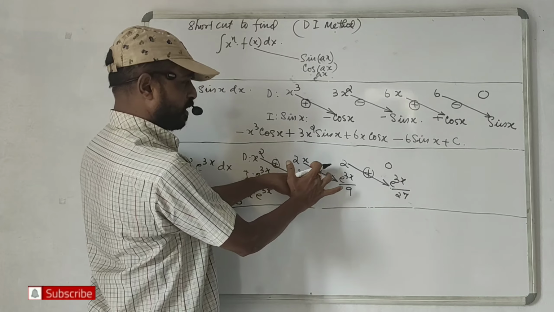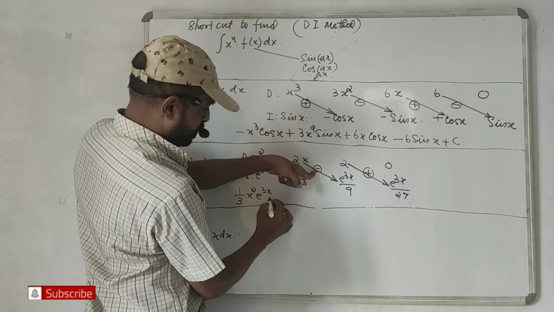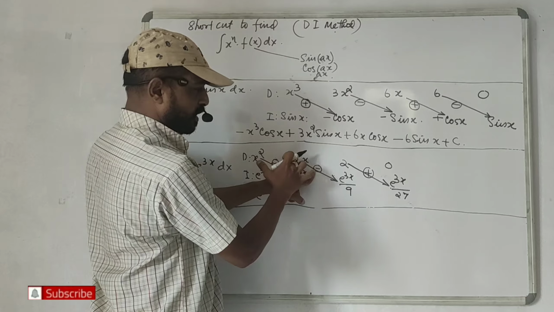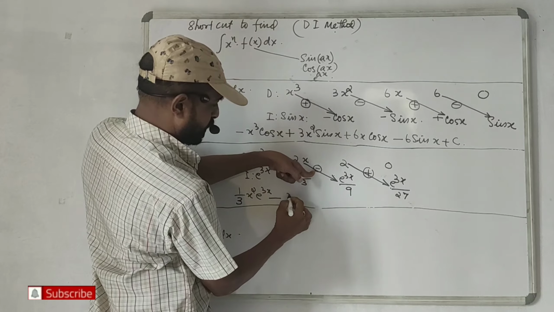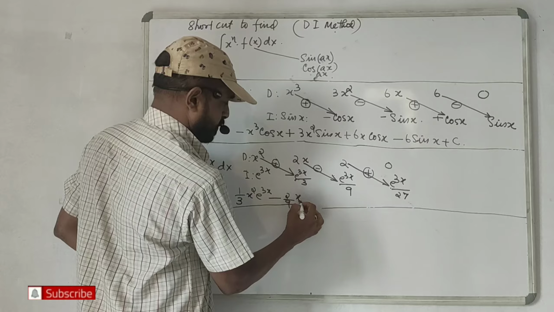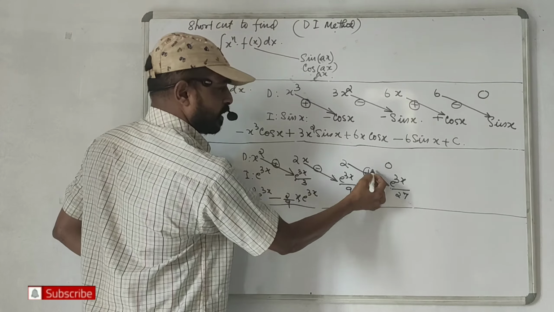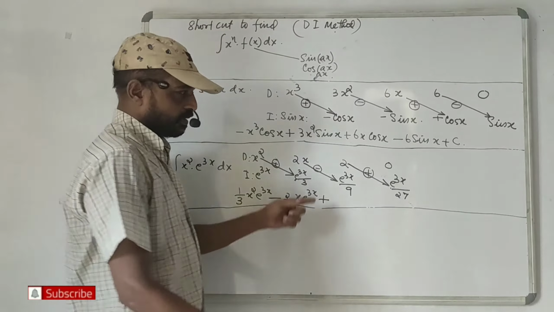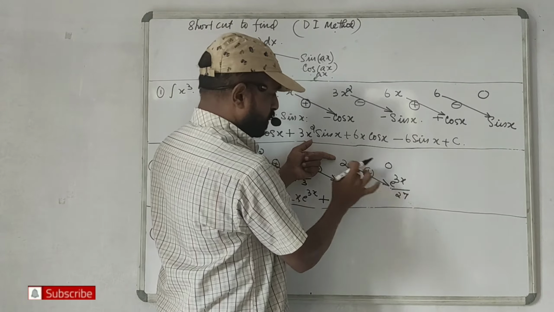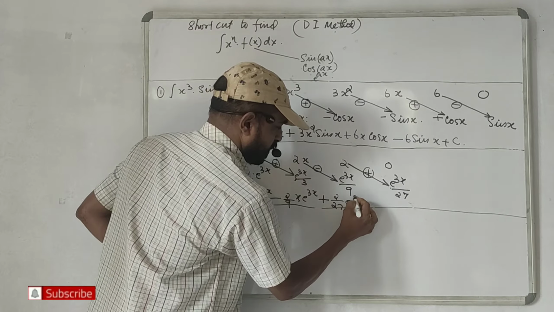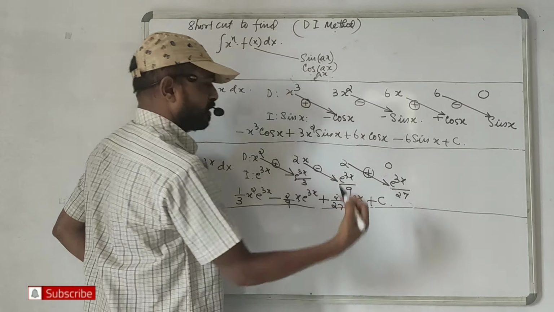That is positive. Here the next term is negative, minus. So what is the constant here? 2 by 9 is the constant. So 2 by 9 into x e raised to 3x. The next is plus. Here the constant is 2 by 27. Multiply these two terms: 2 into e raised to 3x by 27, that is 2 by 27 e raised to 3x plus constant of integration.